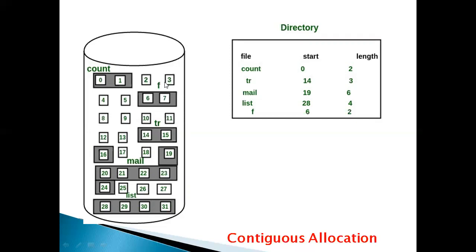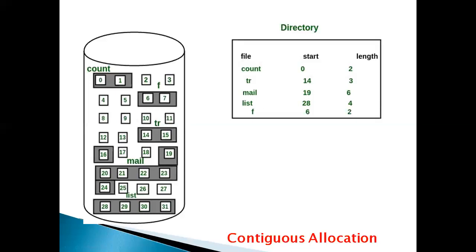There are 2 blocks. The next one is TR. The starting address of the block is 14 and the length of the block is 3. So the blocks 14, 15, 16 are allocated, so there are 3 blocks allocated. In contiguous allocation, accessing a file is easy.